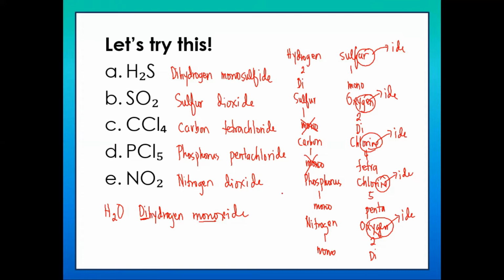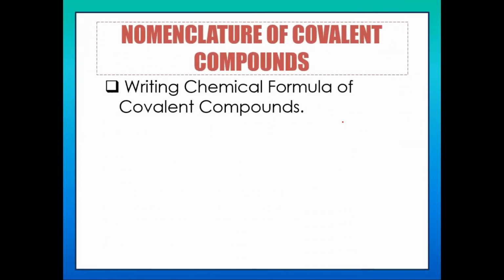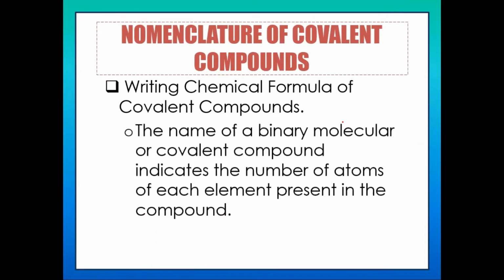Okay. Now let's do the other way around, which is writing the chemical formula of covalent compounds. Now, here is the rule that we have to follow. The name of a binary molecular or covalent compound indicates the number of atoms of each element present in the compound.